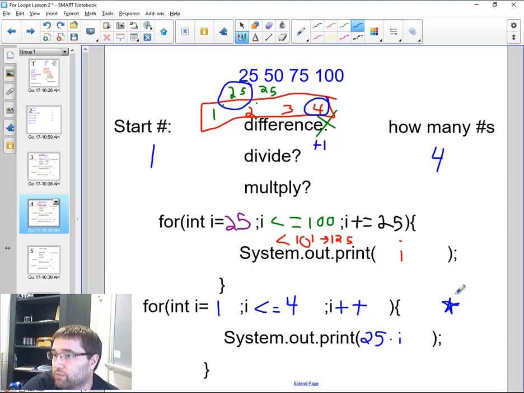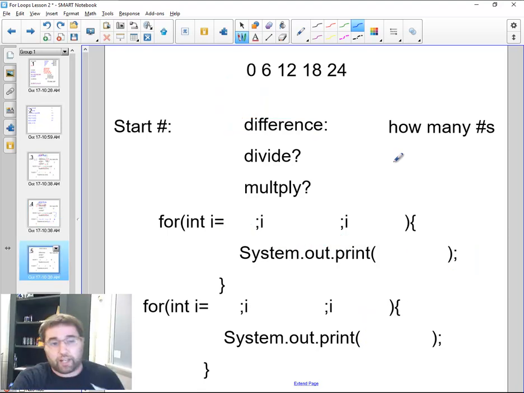This way is not, but you can code it this way, but you need to be able to code it this way when I ask you to. Where I'm adding by 1, it looks very neat, and I'm multiplying 25 times i to get the output. This way up here is optional. You can do it that way if you want to, but you have to be able to code the bottom way. The next one, 0, 6, 12, 18, 24.